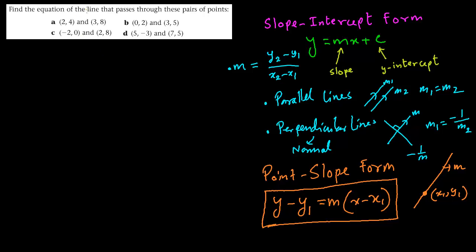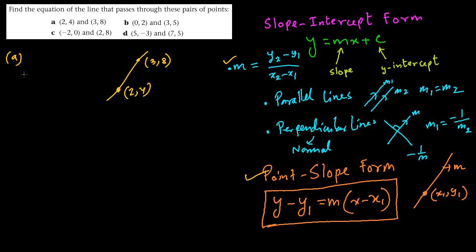Find the equation of a line that passes through these 2 points. So we have a line that passes through 2 points, 2, 4 and 3, 8. The first thing we need to do is find the gradient, because for the point slope form the gradient is needed, and we know this rule. If we know 2 points, we can find the gradient.